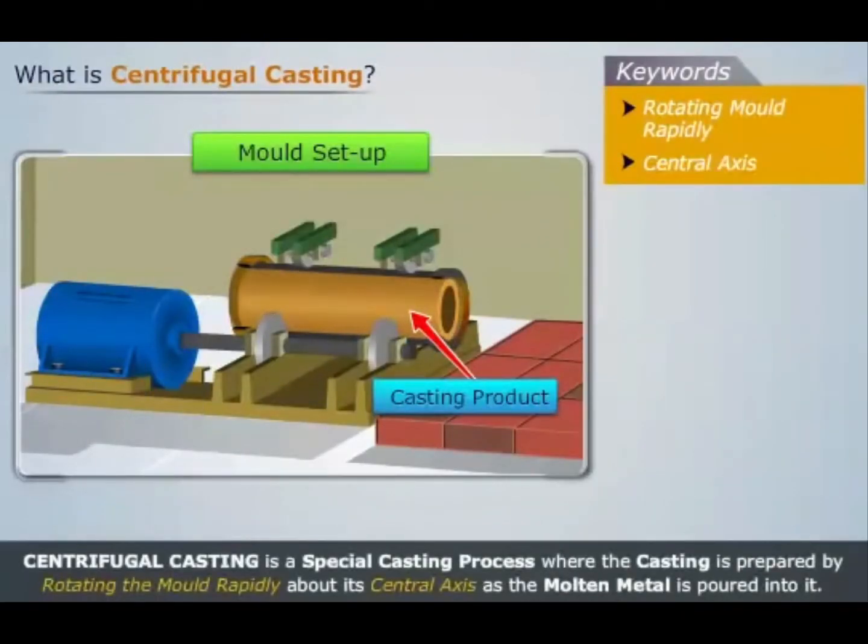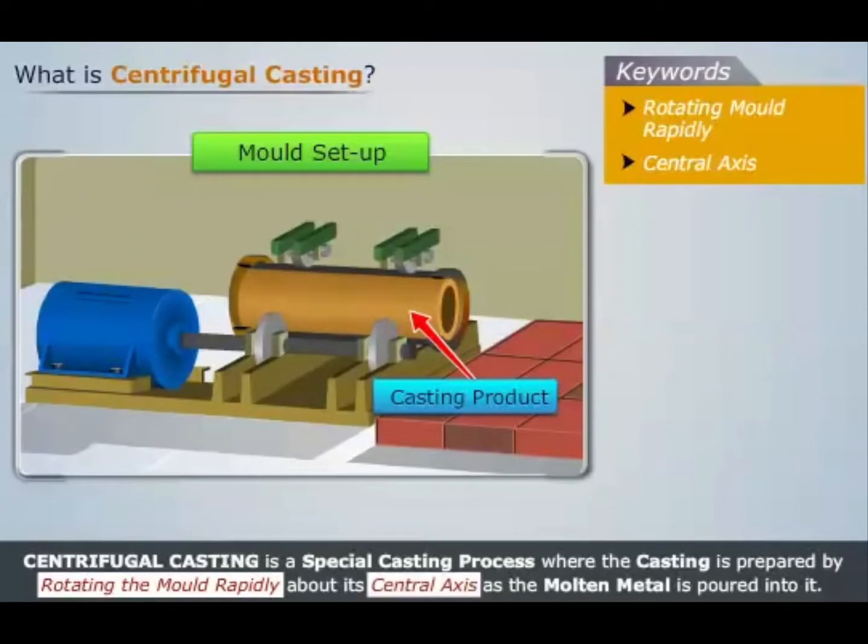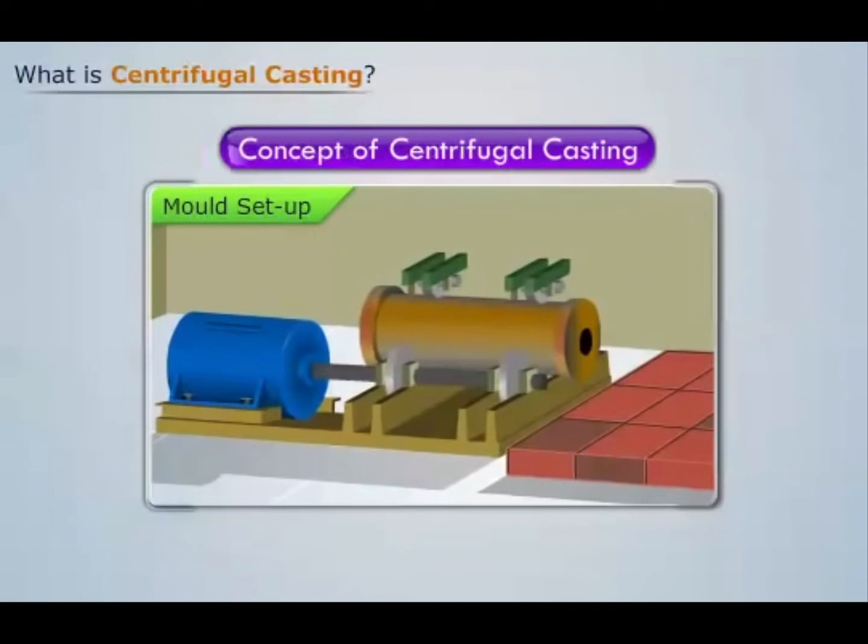Centrifugal casting is a special casting process where the casting is prepared by rotating the mold rapidly about its central axis as the molten metal is poured into it. Let's understand the concept of centrifugal casting with the help of an example. Consider the setup as shown.